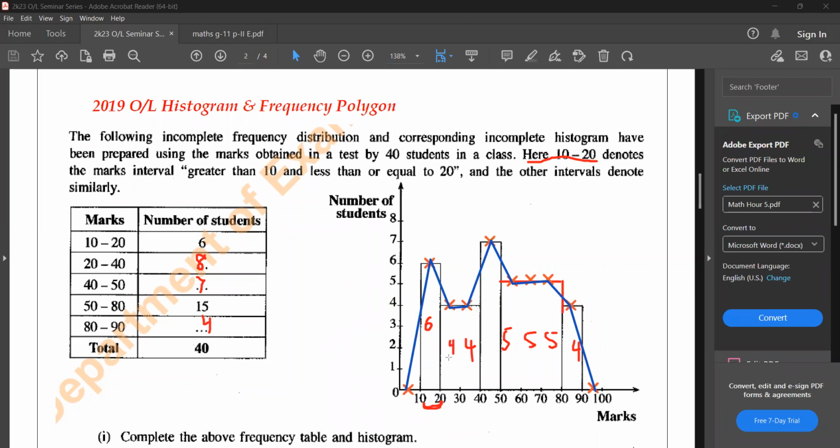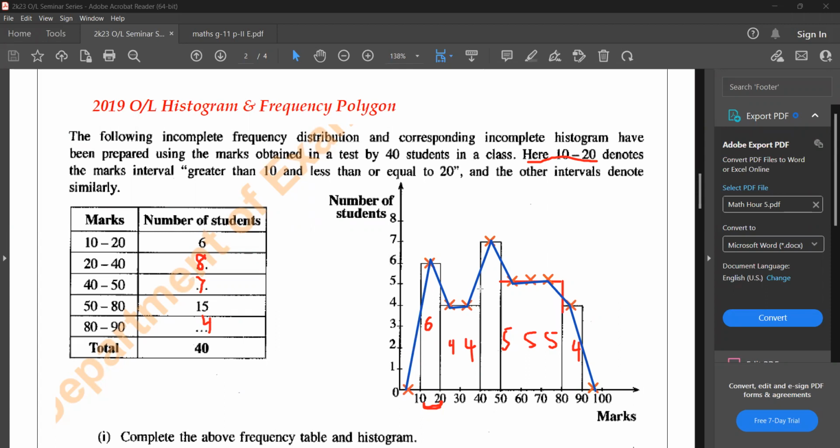Yeah, the shared screen is still on. So you can see the frequency polygon, right? Do I have to repeat the polygon or is it clear? Clear.